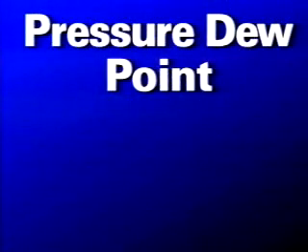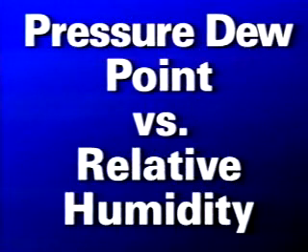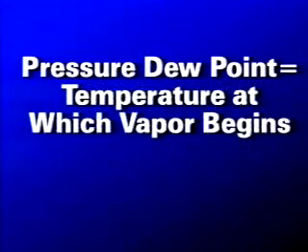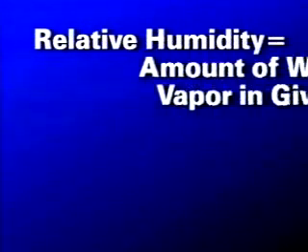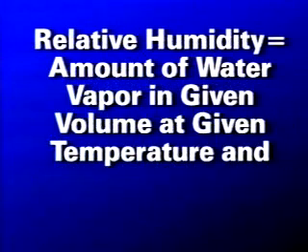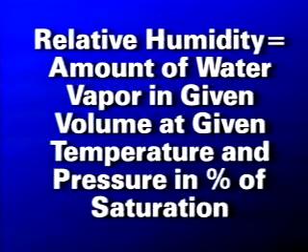When working with compressed air, it's important to understand the difference between pressure dew point and relative humidity. Both measure the water vapor content of air, but they are not the same. Pressure dew point is the temperature at which vapor begins to condense as air is cooled at a given pressure. Relative humidity is the amount of water vapor in a given volume of air at a given temperature and pressure. It is expressed as a percentage of saturation. Saturated air has a relative humidity of 100%.